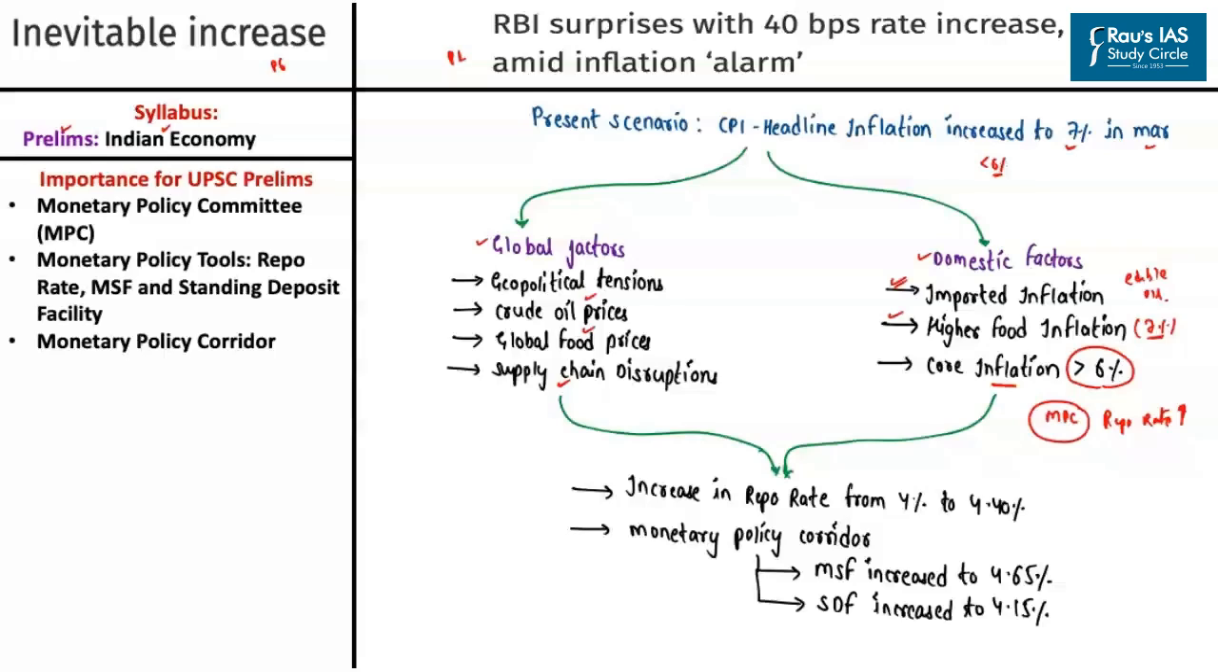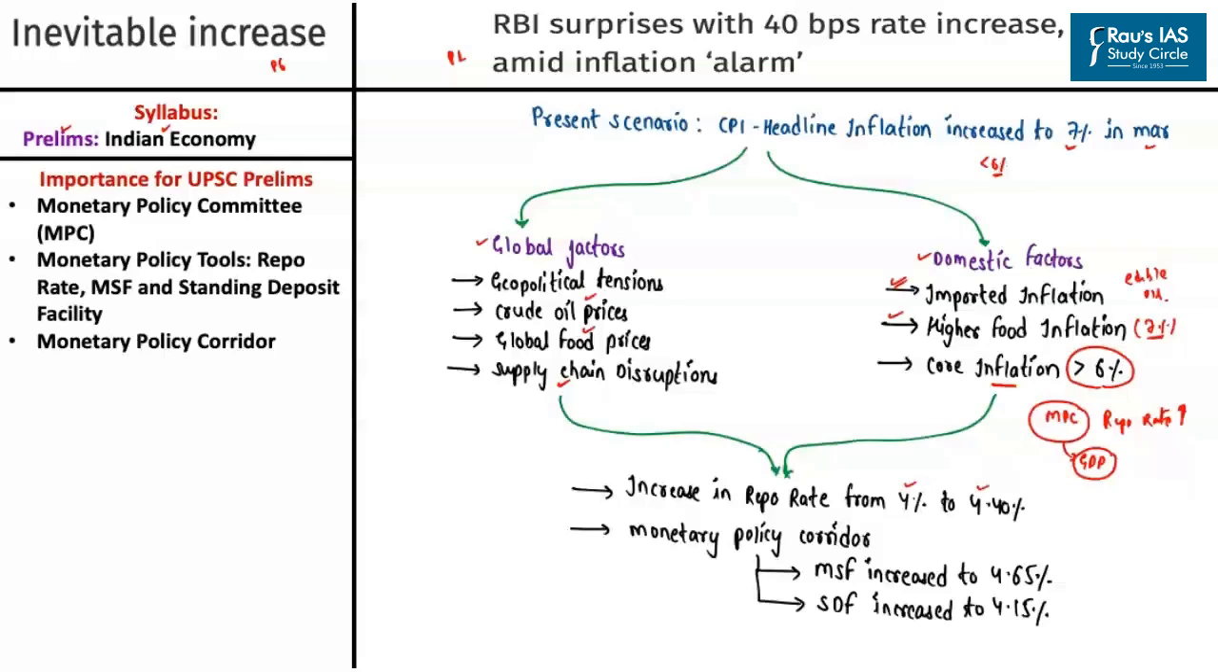But now, the Monetary Policy Committee has changed its approach towards inflation. It feels that if we allow the inflation rate to continue, then in the medium term, the high rate of inflation can lead to a decrease in the GDP growth rate. So now the Monetary Policy Committee has shifted its focus towards price stability, that is, maintaining the rate of inflation. Accordingly, it has increased the repo rate from 4% to 4.40%.